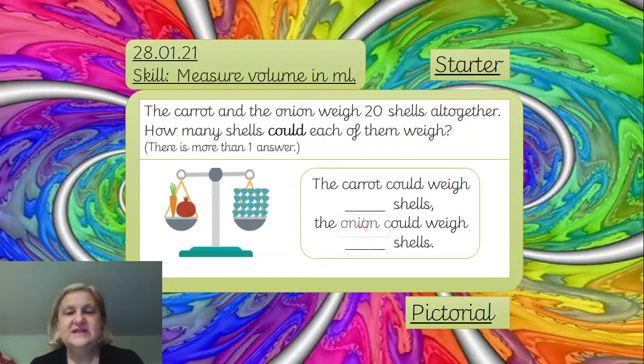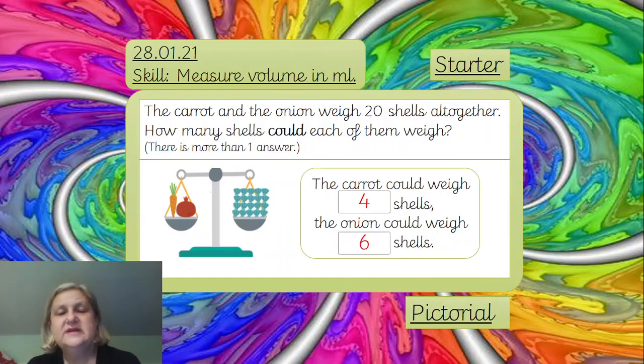And get ready. I've said that the shells, the carrot could weigh 4 shells, and the onion could weigh 6. The carrot might weigh 3 shells. Is that right? I haven't done that right, have I? Oh, Mrs. Ludlow, that would make 10. So one of those needs to be 16 shells, doesn't it? Oh, I did a slip up there. So yeah, they've got to make 20 altogether, not 10. It's been a while since I've looked at those and seen that there's 20 on there.